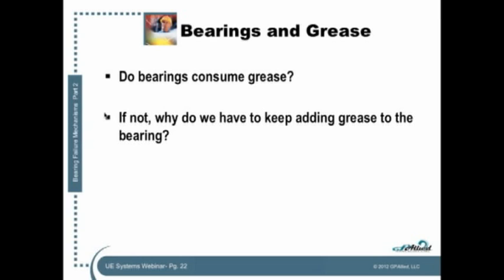And it's funny to look at some people's faces when we pose this question, because they're like, well, I don't think bearings eat grease, but at the same time, I do know that we have to keep adding grease to the bearing, so where does it go? Well, bearings don't consume grease. That's silly. They don't eat anything. Bearings expel the grease. The bearing design is such that as you put grease in there, that grease is going to go through the interfacing zone between the roller and the races.